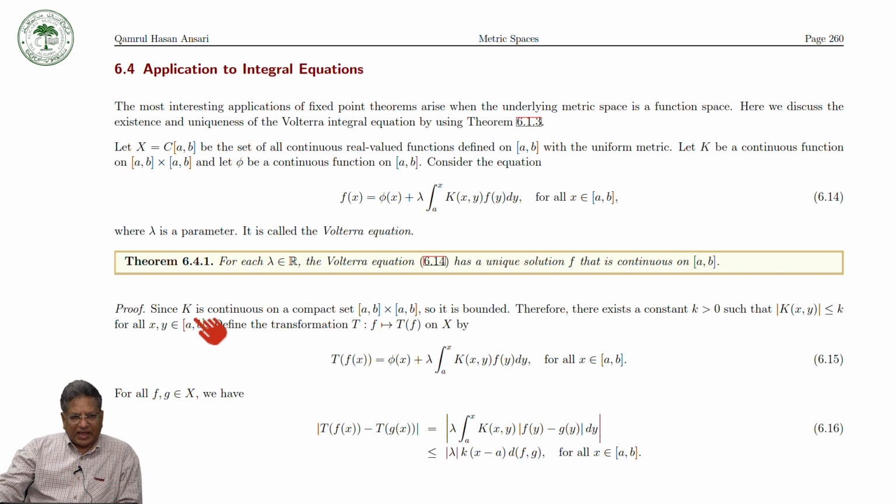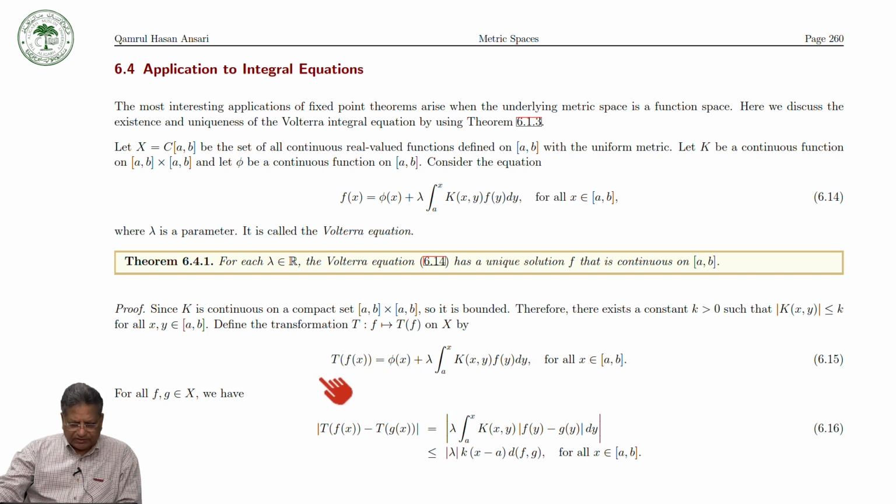Since k is continuous on a compact set, it is well defined, because maxima and minima exist. Therefore there exists a constant K greater than 0 such that the modulus of k(x,y) is less than or equal to K, because k is a continuous function defined on a compact set, so it must be bounded. Now define the transformation T on X by T f(x) = phi(x) + lambda times the integral from a to x of k(x,y) f(y) dy for all x.